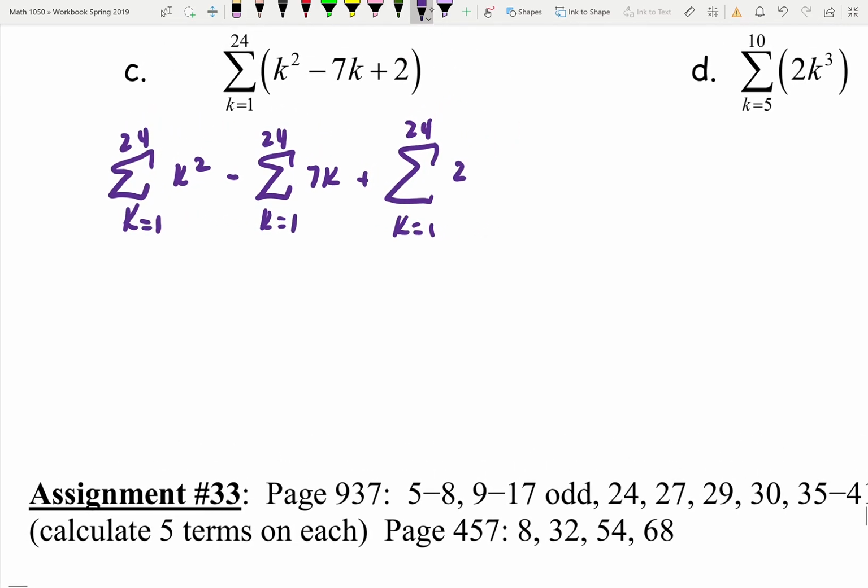Now remember, if there's a number and a variable, then you can take that number right there, that 7, you can take that guy out. Sorry, I'm waiting for my eraser to kick in.